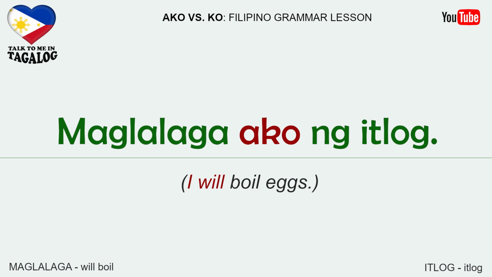Can you tell me what kind of verb maglalaga is? Yes, it's very obvious that it's a verb. And what did we learn earlier? Ako is also used with verbs. Verbs ako. Maglalaga ako ng itlog. I will boil eggs. We have 3 videos about verbs. Please check them out so you'd understand how to conjugate them.